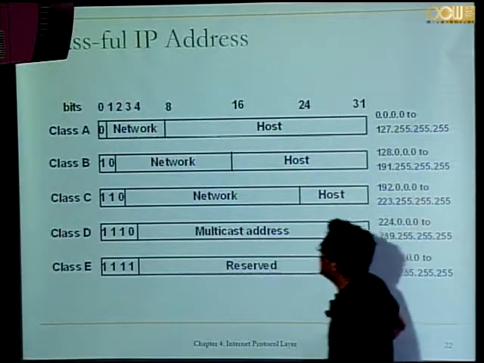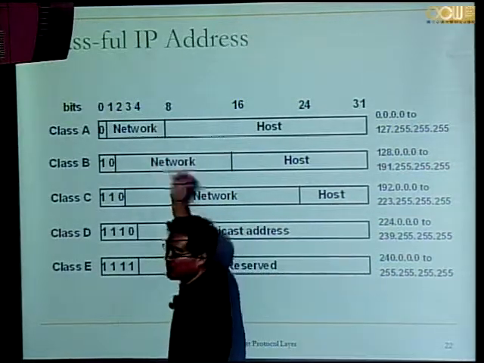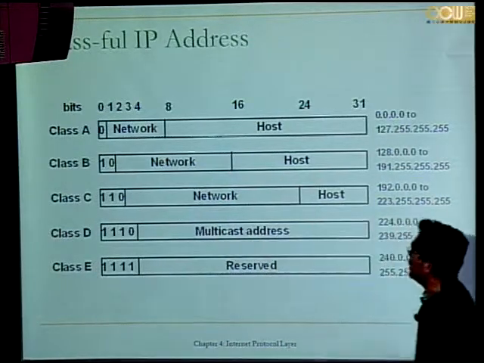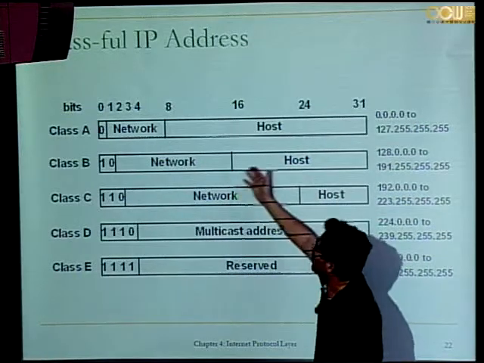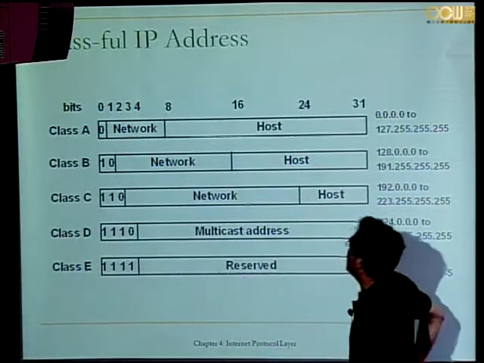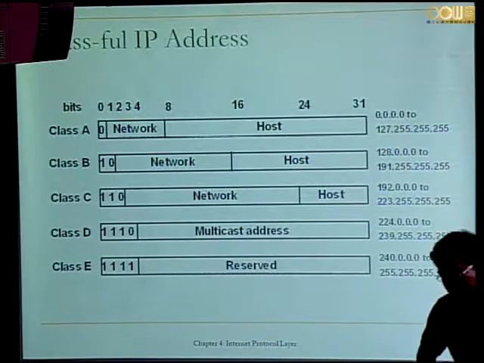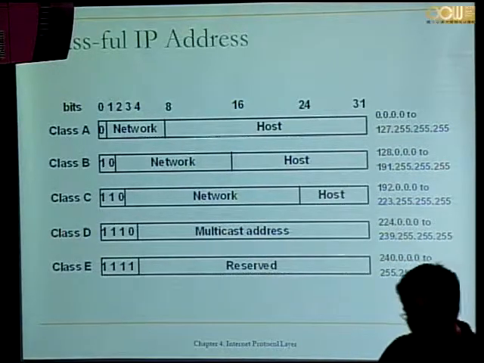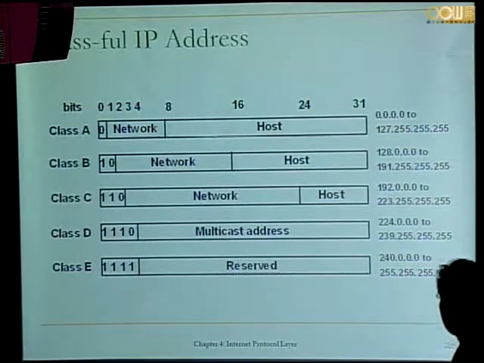Okay, the difference between class B and class A and C is the size of the network. Here in class B, you've got 16 bits in the host number. So within a network, you can have 2 to the order of 16, that will be 65,000, a little bit over 65,000 hosts within a network for class B.